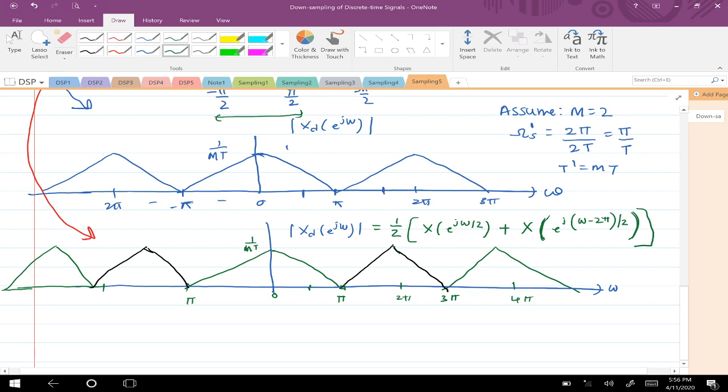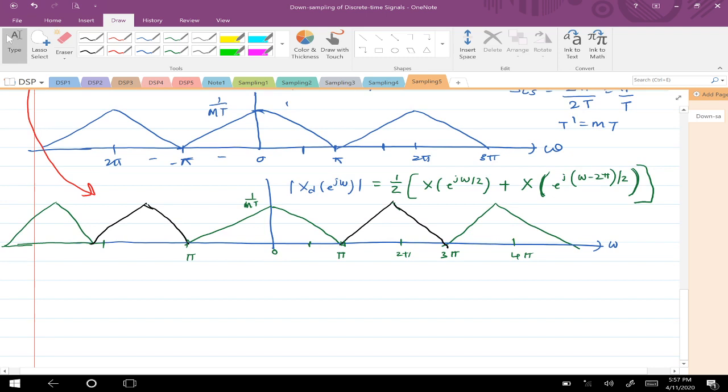Hope all the three things are clear to you. Half coming from 1 by MT, from 1 by T to 1 by MT. Scaling of X of e power j omega along the omega axis by a factor of 2 when M equals 2 has come. Plus you are keeping one more copy, which is a scaled and shifted version, X of e power j times omega minus 2 pi, by 2. This is a very important expression, right?